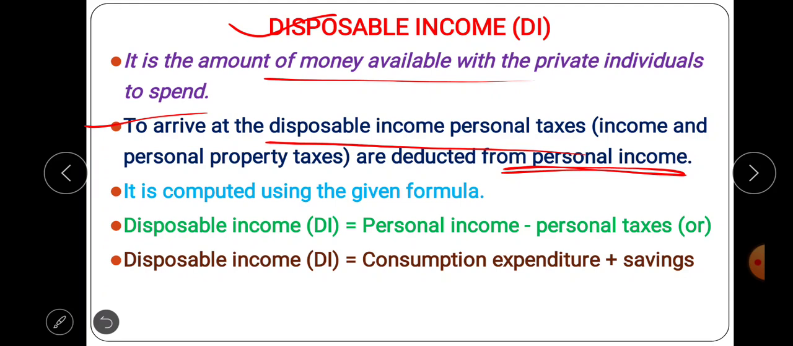Okay. So, there is another formula for the calculation of disposable income, that is consumption expenditure plus savings of the individuals. Okay. So, by this formula we can calculate the disposable income. Okay. So, this is the whole of national income.